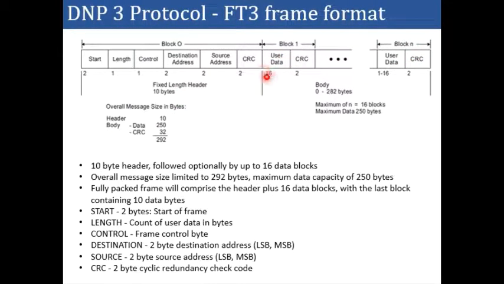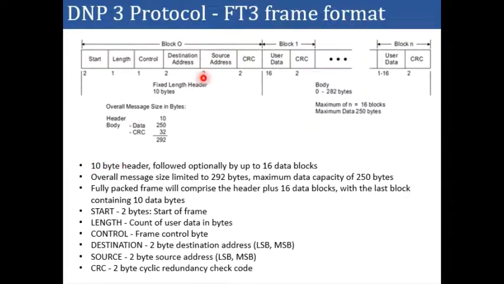So user data is 16 bytes plus 2 bytes of CRC, and the last block, that is the 16th block, will have user data of 10 bytes and the CRC of 2 bytes. So in this way, the size of the total link layer protocol data unit becomes 292 bytes.